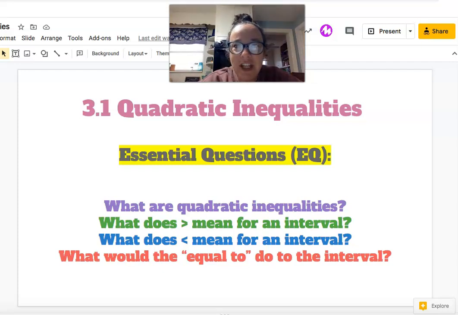Hello, welcome to section 3.1. We are on to unit 3, and today we're going to be doing quadratic inequalities. I've actually already sort of done this with you, but I think it's important to do it again and look at it in different ways.